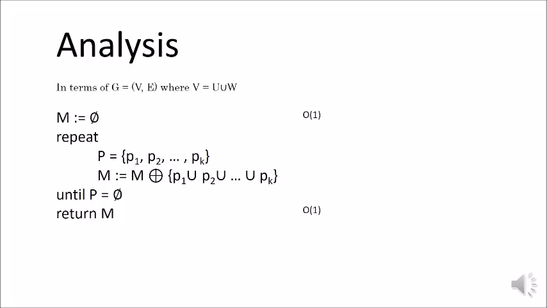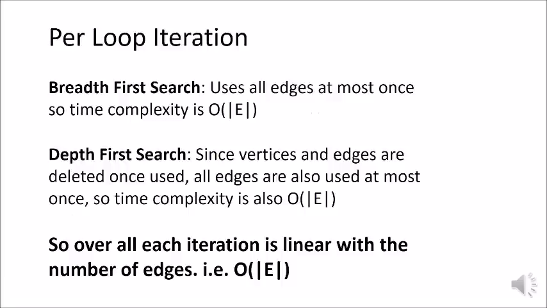We're now going to analyze the runtime complexity of the algorithm. The first and last line run in constant time. Each loop has two stages to it. The breadth first search uses all edges at most once, so time complexity is big O of E. For the depth first search, since vertices and edges are deleted once used, all edges are used at most once, so time complexity is also big O of E. So overall, each iteration is linear with the number of edges.